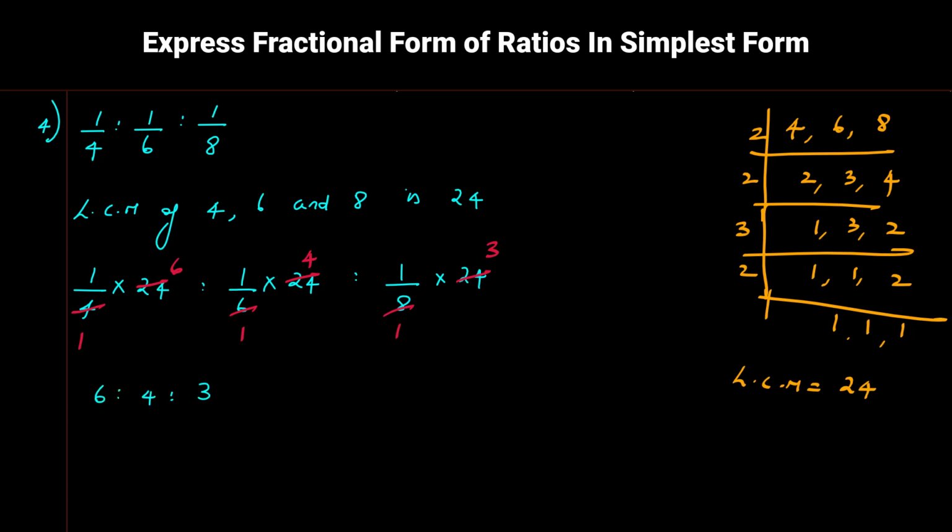So what do we get? 6 is to 4 is to 3. The ratio has to be expressed in the simplest form.